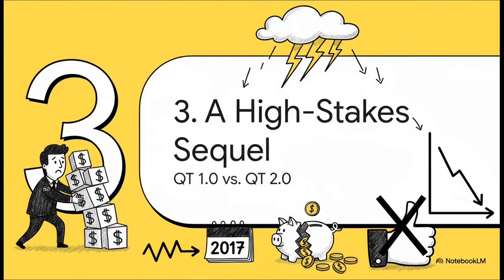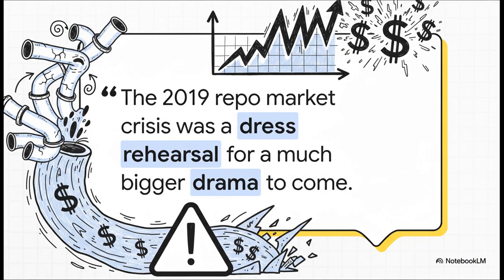Now, here's where the story gets really interesting. This isn't the Fed's first rodeo with QT. They actually tried this once before, back in 2017. And, well, to put it mildly, it did not go smoothly. Yeah, that first attempt ended in a full-blown panic in what's called the repo market.